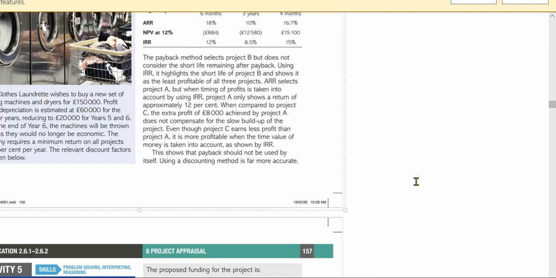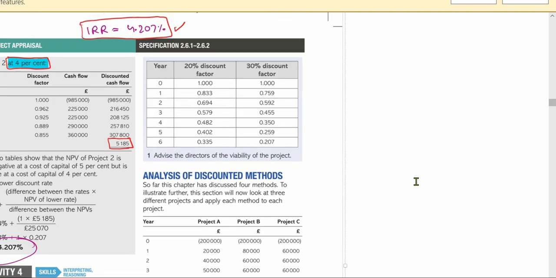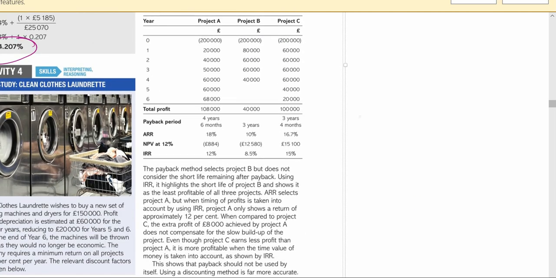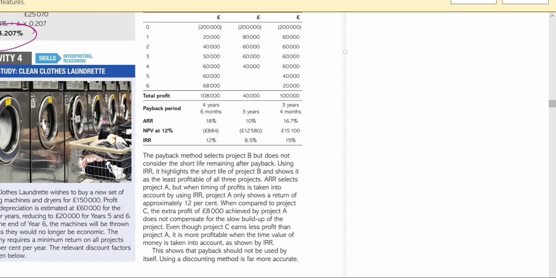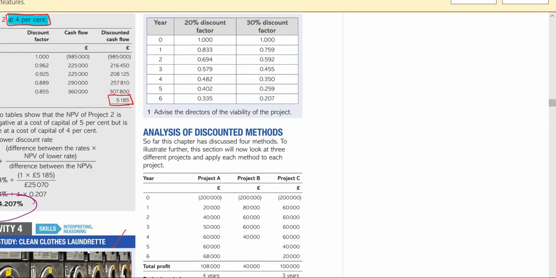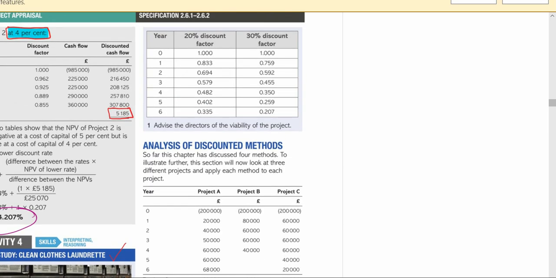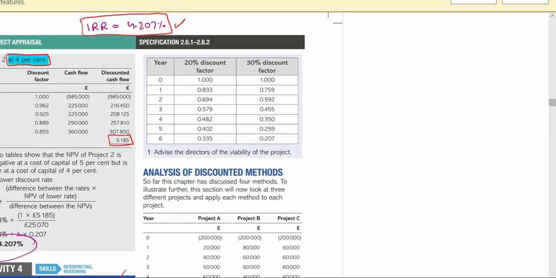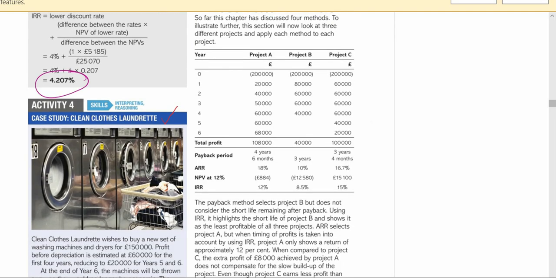Now I think the IRR topic is nearly done. This is the activity of the clean clothing laundrettes. We have different projects: project A, then project B, then project C.